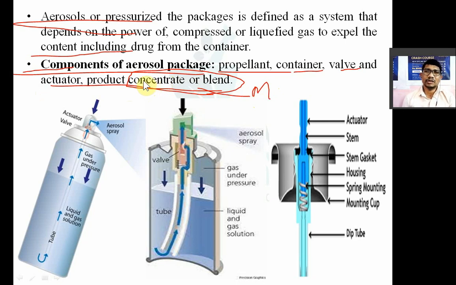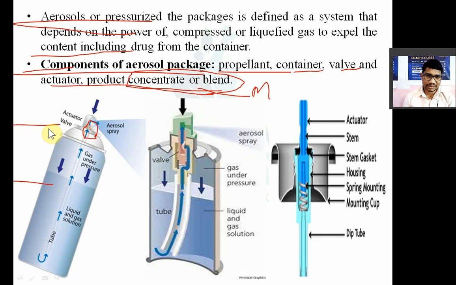Now, this is known as a product container, and this is known as an aerosol valve. In the aerosol valve, again there are different components like actuator, stem, gasket, then cap, mounting cap, ferrule, then spring, etc. We are going to see them in detail, don't worry.